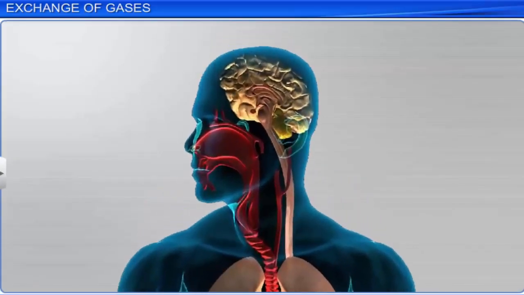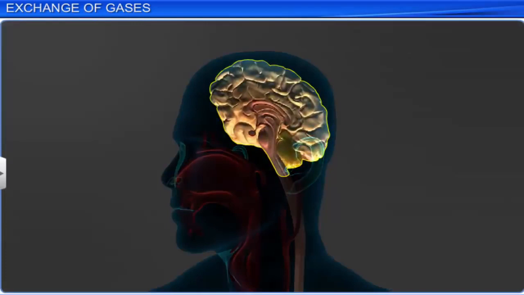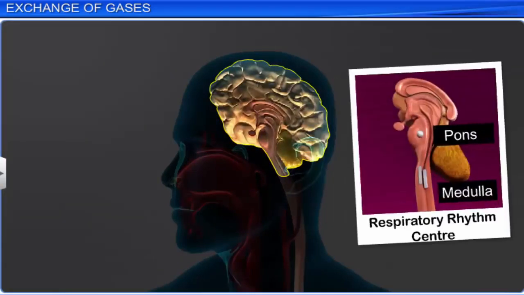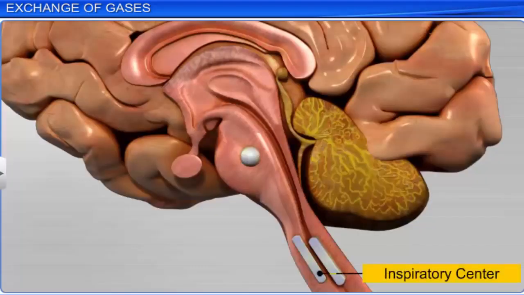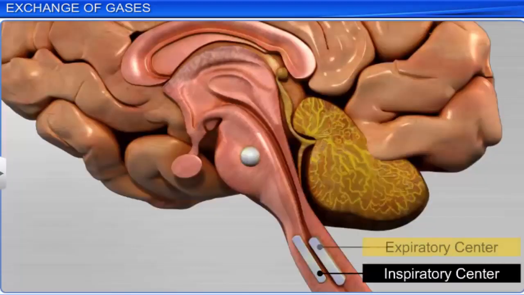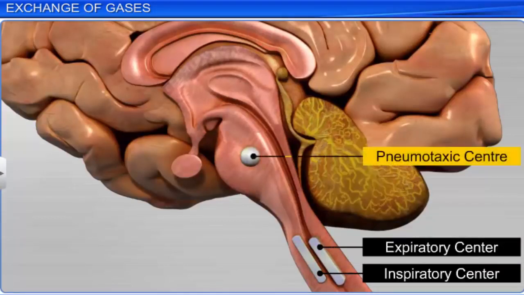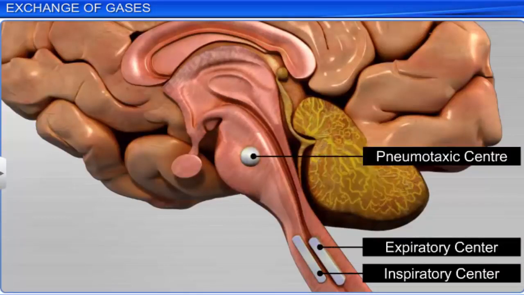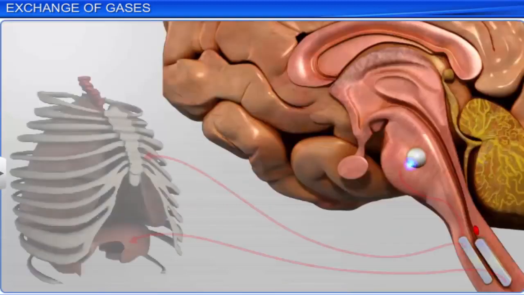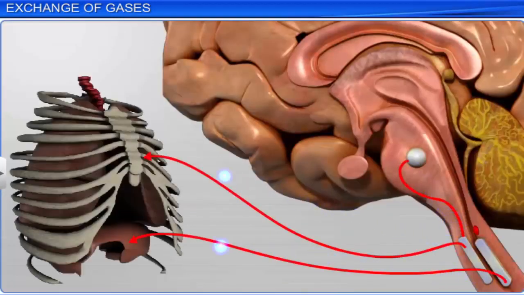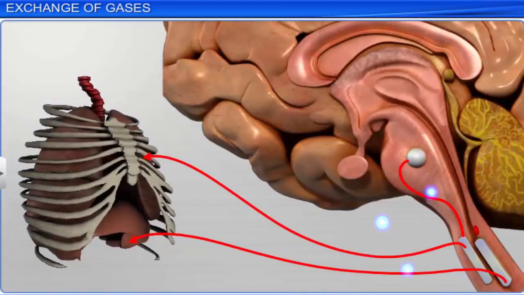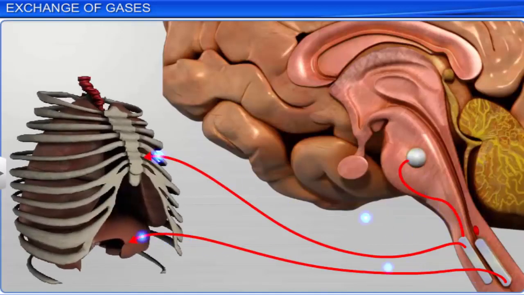The respiratory rhythm is maintained by the human brain. This is regulated by 3 respiratory centers in the pons and medulla region of the brain, called the respiratory rhythm center. It includes the inspiratory center, the expiratory center, and the pneumotaxic center. Neural signals from these centers can reduce the duration of inspiration and thereby alter the respiratory rate.